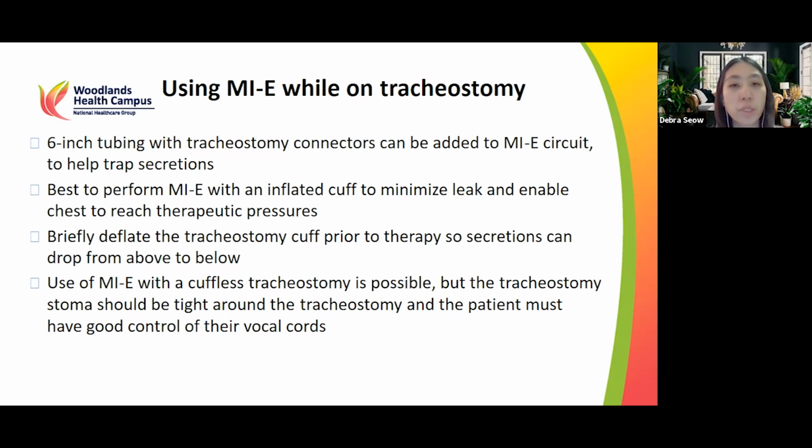And you can also use MIE to help with just lung volume recruitment, and do it about 2 to 3 times a day for at least about 3 to 5 cycles each time. And each set will have the insufflation exsufflation cycles at least 3 to 5 times each time.